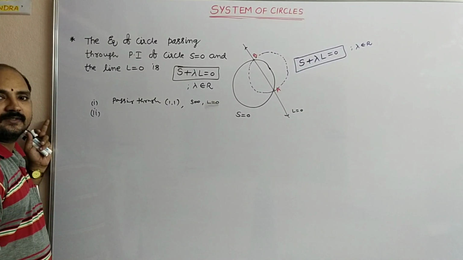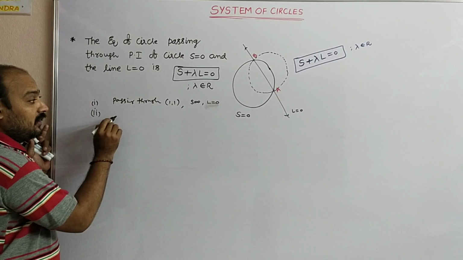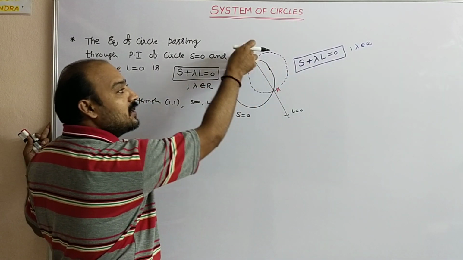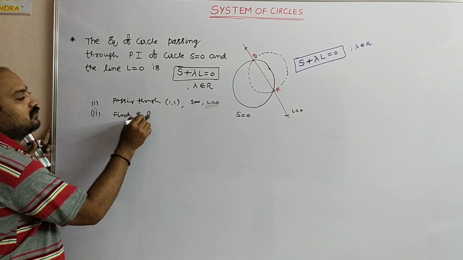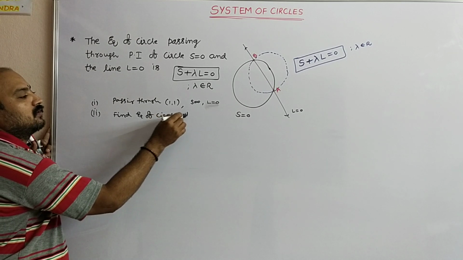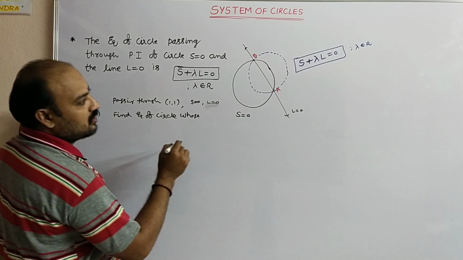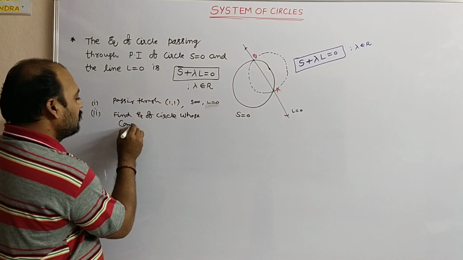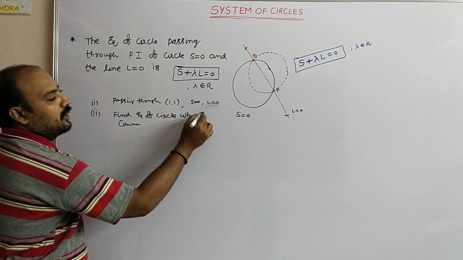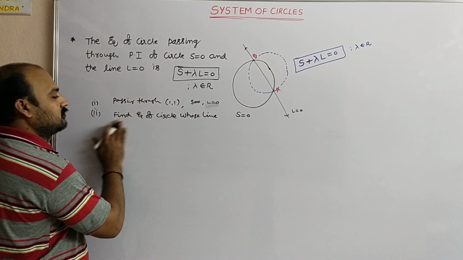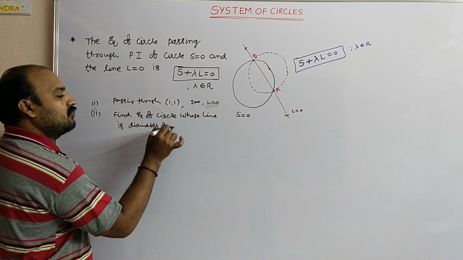In the next case, after intersecting, AB as a diameter, find equation of circle whose common chord, that is called common chord, whose line is diameter of the circle.